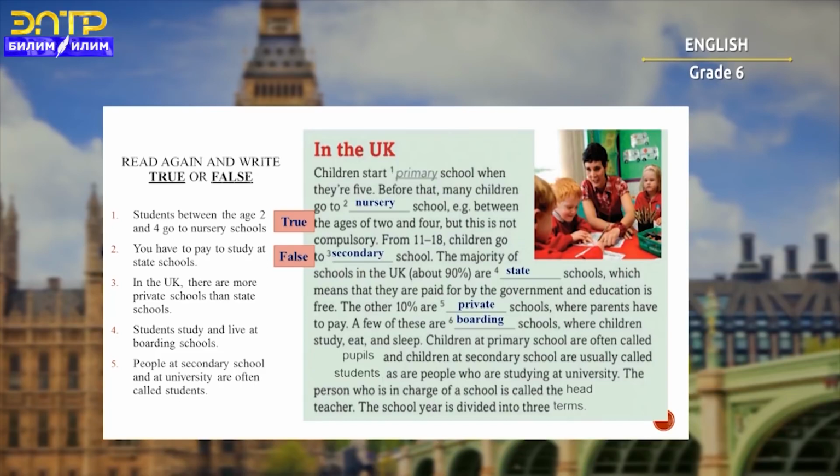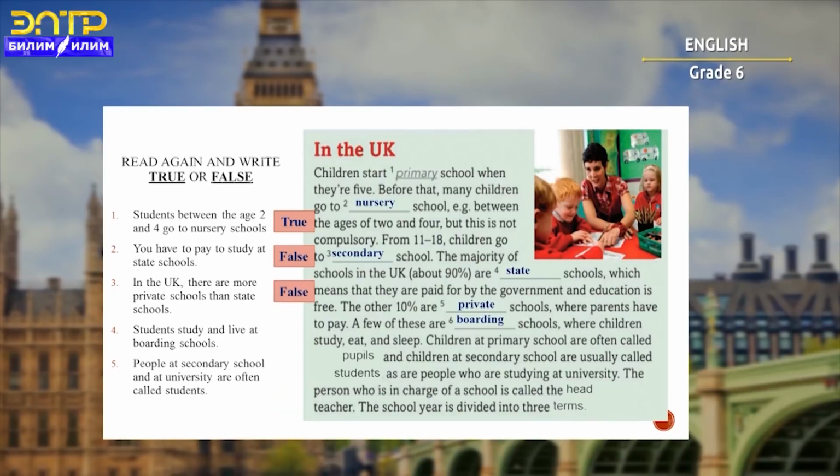Number 3, in the UK there are more private schools than state schools. Is it correct? Let's go back to the text. The other 10% are private schools and about 90% are state schools. Which one is more? State school. So the answer is false.